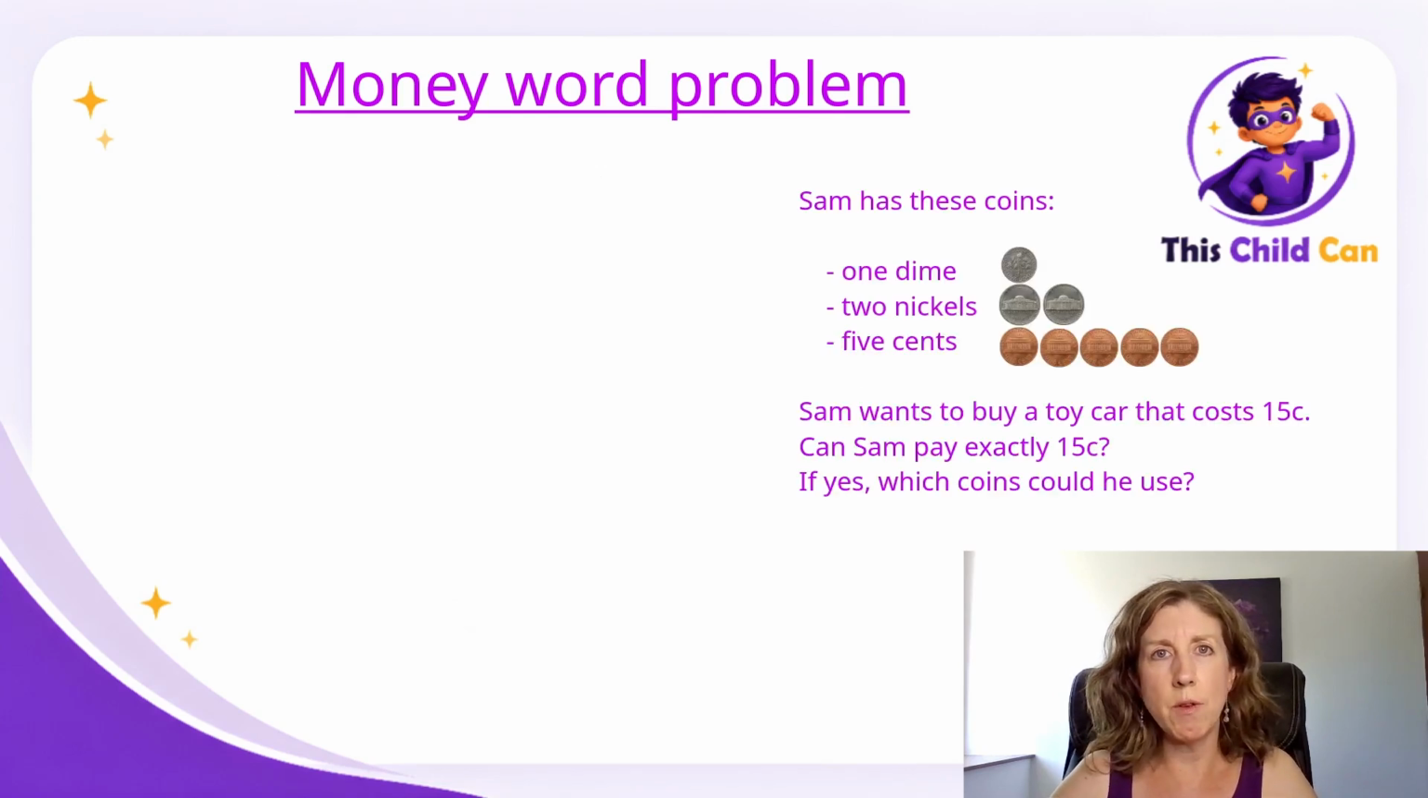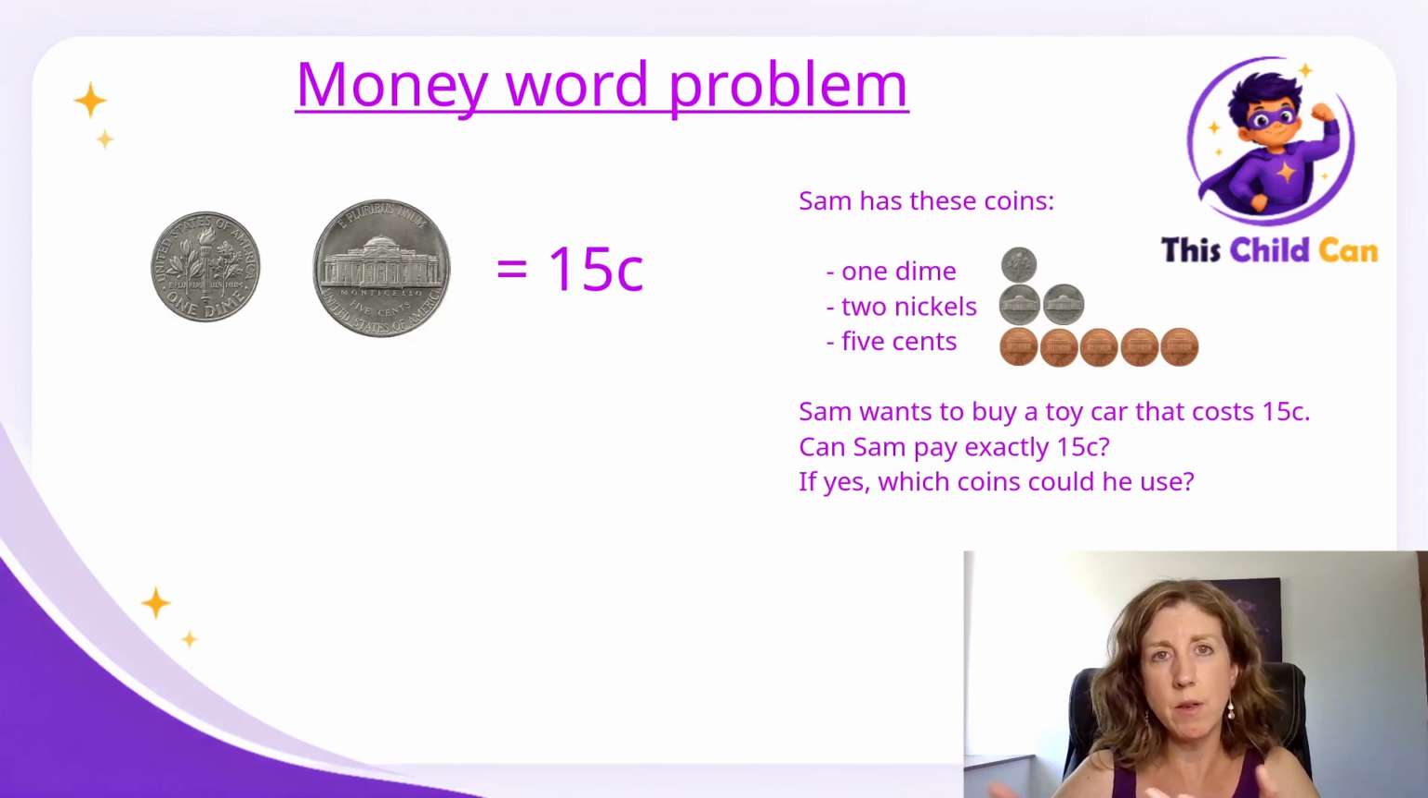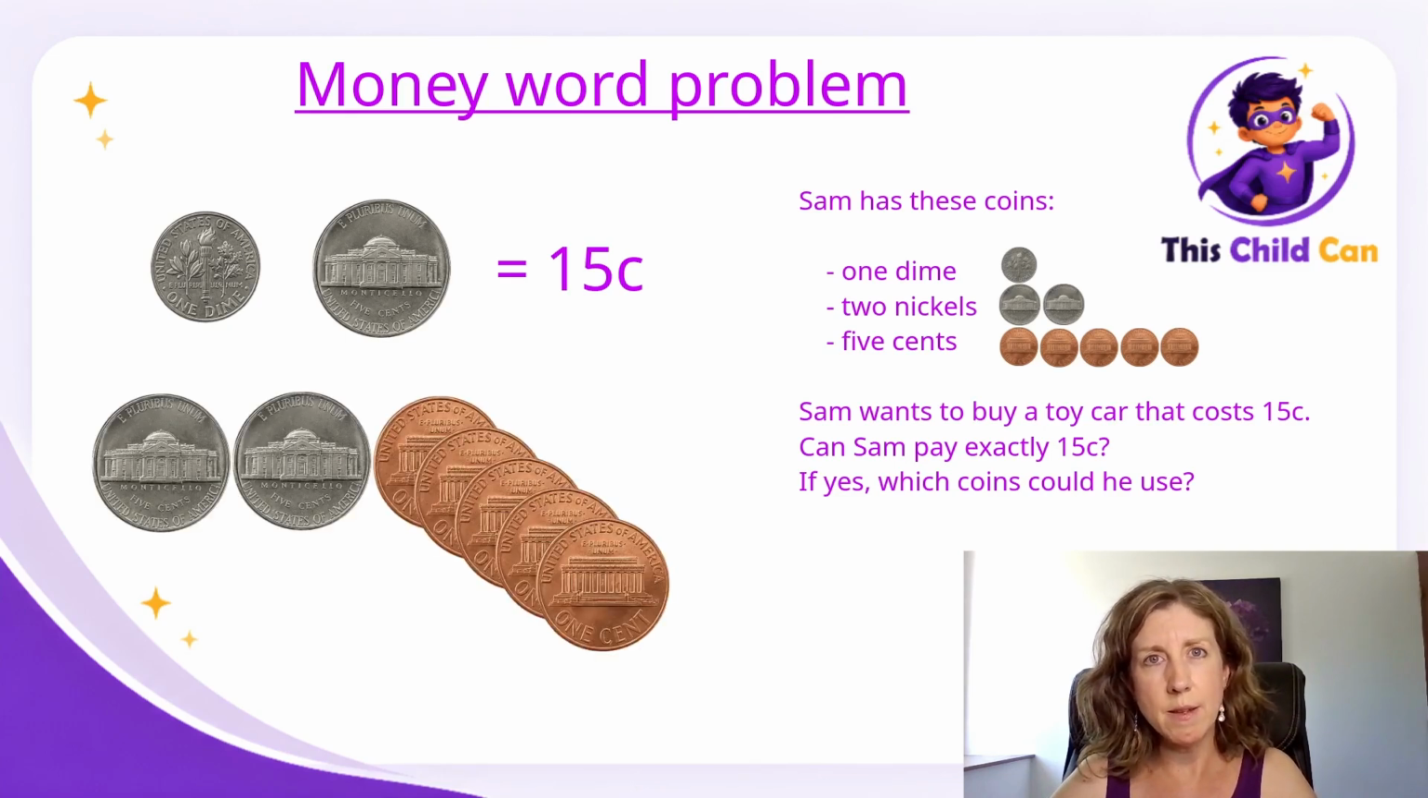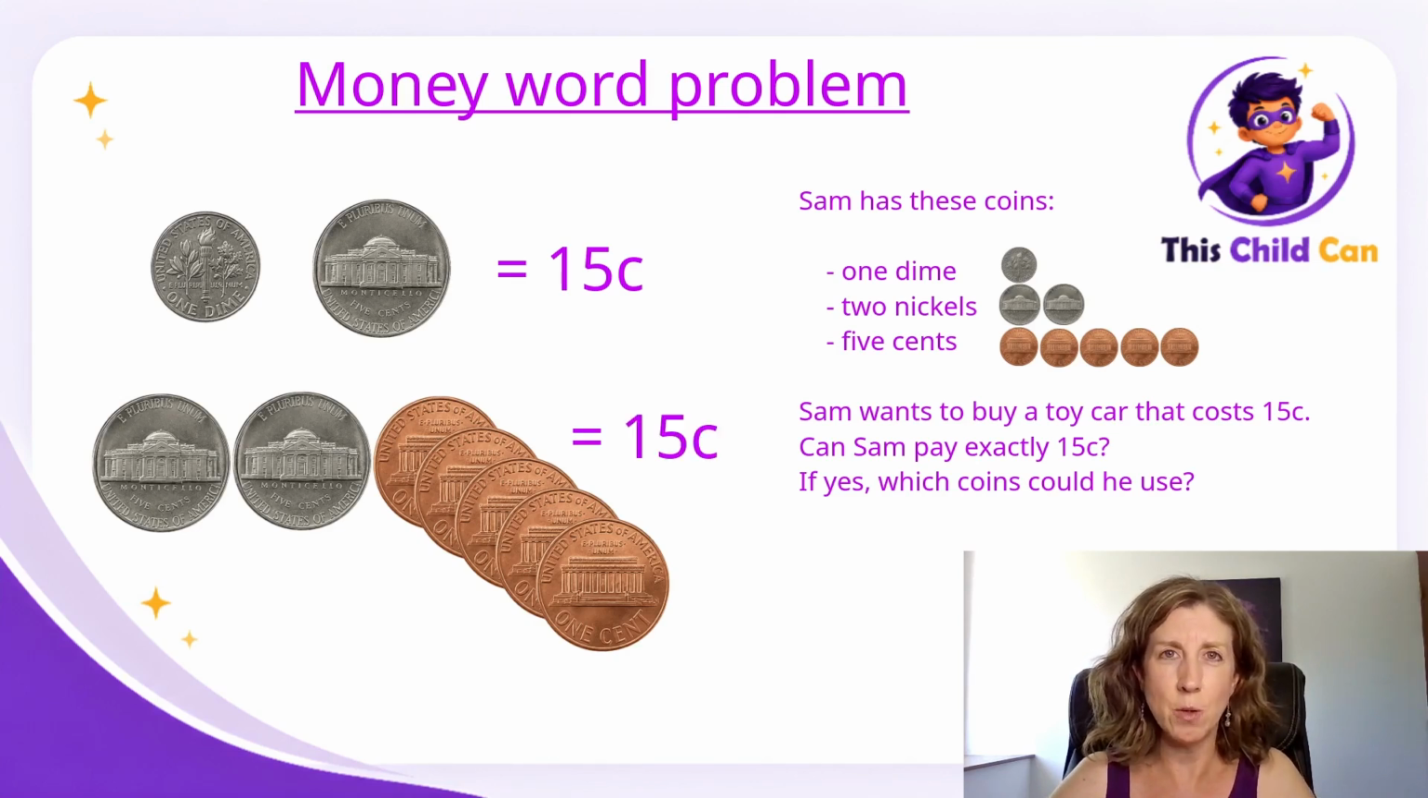Now, children may spot very quickly that they could use 1 dime and 1 nickel. So a 10 and a 5, that makes 15 cents. They might also notice that they could use 2 nickels and 5 cents, because then you have 5 plus 5 plus 1 plus 1 plus 1 plus 1 plus 1. And that equals 15 cents too. Both answers are correct.